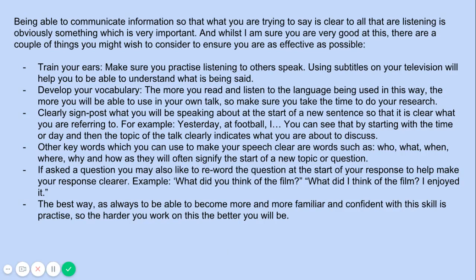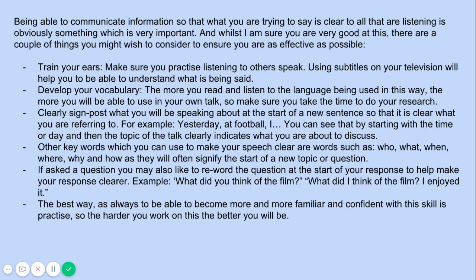Hello. Being able to communicate information so that what you are trying to say is clear to all that are listening is obviously something which is very important. And whilst I'm sure you're very good at this, there are a couple of things you might wish to consider to ensure that you are as effective as possible when it comes to this particular skill.